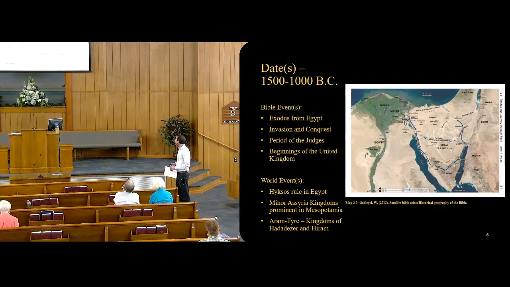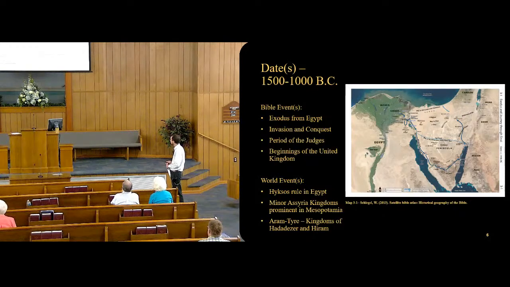So these are our timeline slides that we've been using since the timeline lecture and sprinkled in these classes too. If you're looking at Bible events from say 1500 to 1000 BC, it's things like what we're talking about tonight: the Exodus from Egypt, invasion and conquest. And it's really just that first one that we'll be hitting tonight from this list. But invasion and conquest, the judges, the beginnings at least of the United Kingdom down to about 1000 BC. And then there are those world events that would hit at this time as well.